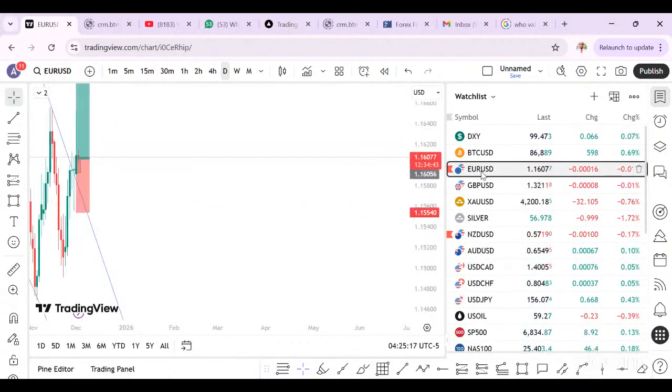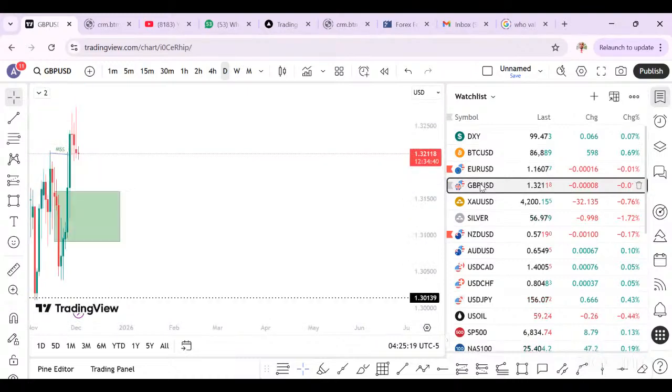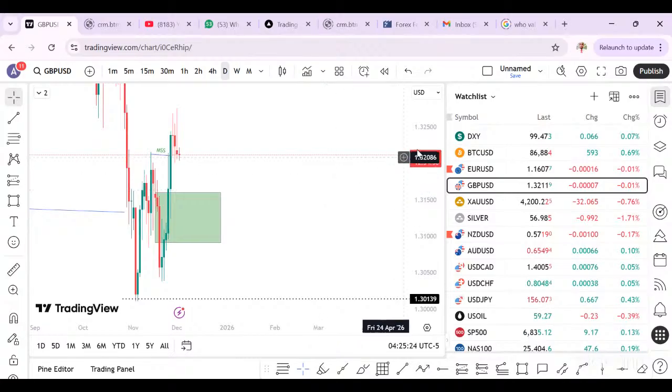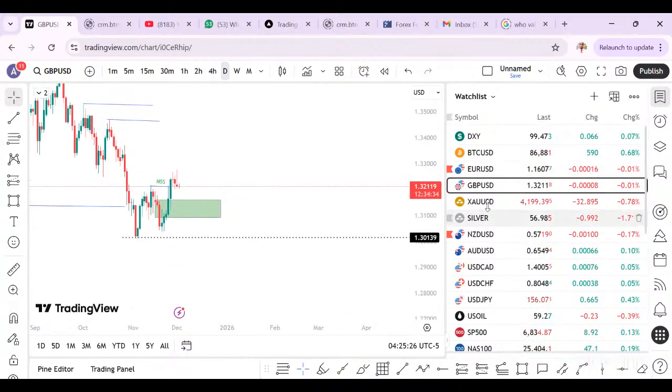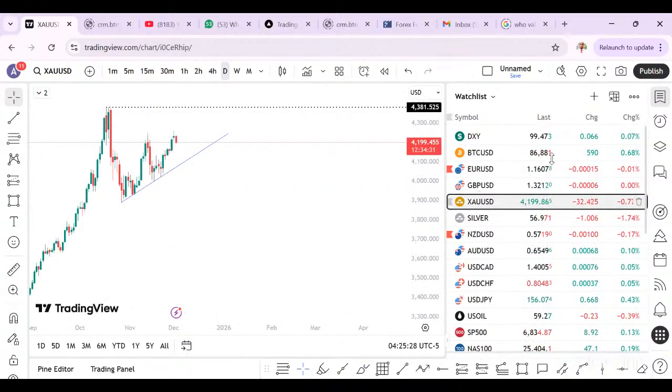So that's GU. AU, what are we looking at? We are still in a bullish, we are looking for bullish, but we don't want to rush. We want to see the direction. Now, what's coming on gold?